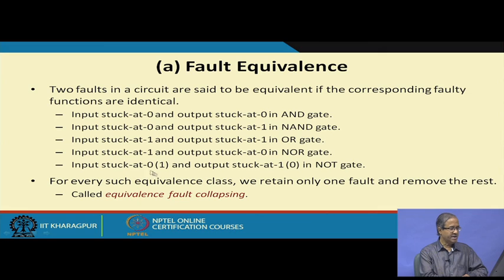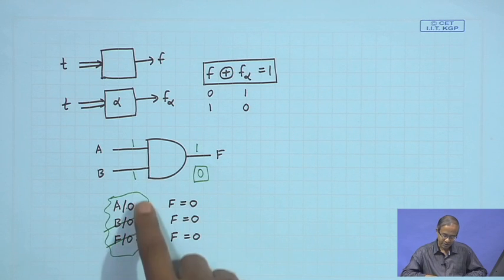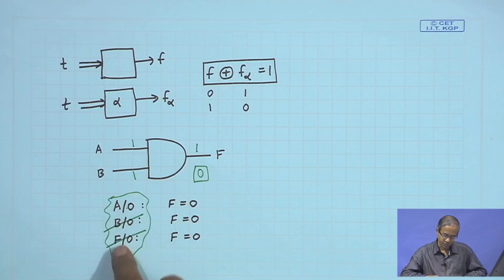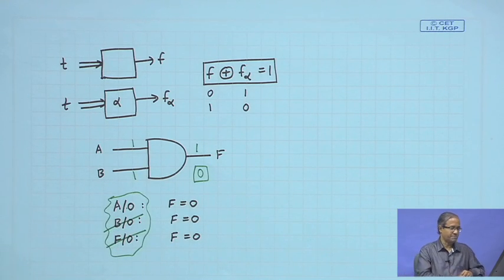And for a NOT gate there are two equivalence classes. Input stuck at 0 is equivalent to output stuck at 1, and input stuck at 1 is equivalent to output stuck at 0. So, as I said, if I can identify every such equivalence class, we keep only one fault from that class and remove the rest. This process is called equivalent fault collapsing. Like in the example I have shown here, we have kept only one, we have removed the other two. Okay.